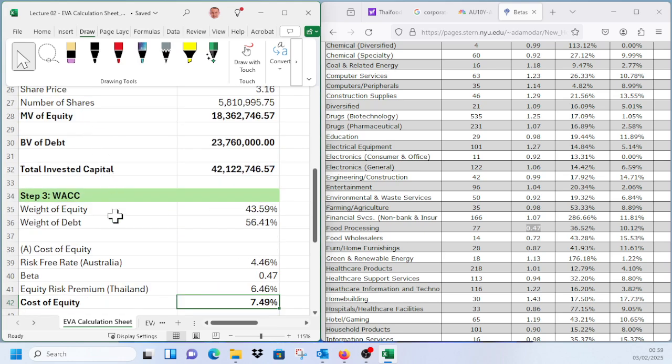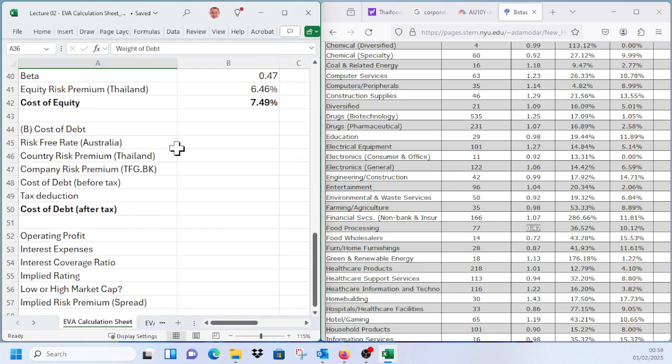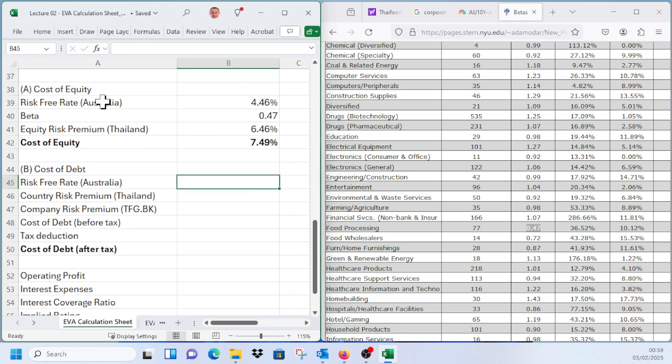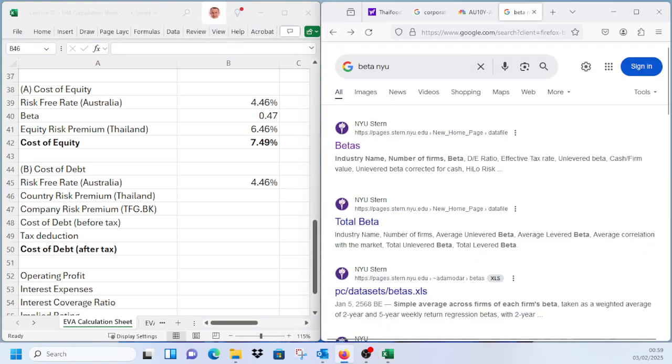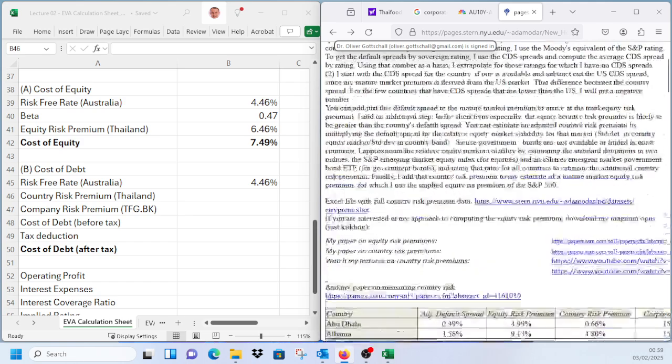Now back to the cost of debt. For cost of debt, again we start in a very similar way. We start with the risk-free rate of Australia. We can simply copy that from up here. And now we have to add the country risk premium of Thailand. Let me go back to the country risk premium. We had that already here.